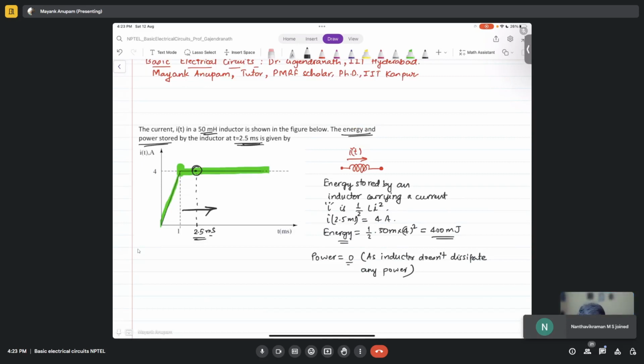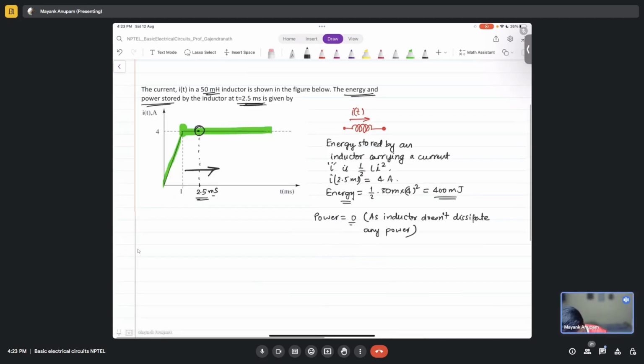Sir, can we write power P equals V into I, and in place of V, put L into di by dt? In that case, di by dt is zero, so power also becomes zero. Exactly, that is also the equation. That is why, as I said, in the steady state, when the inductor is fully charged, the current is not changing in the inductor. That is why di by dt has to be zero. Yes, you are right.